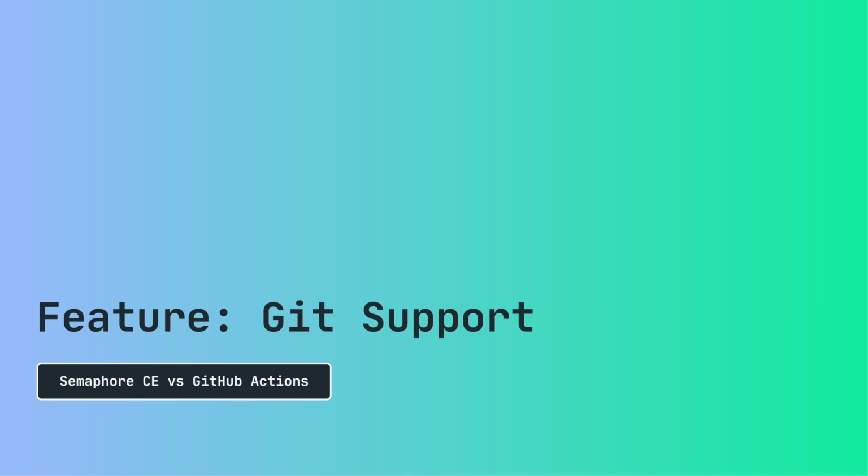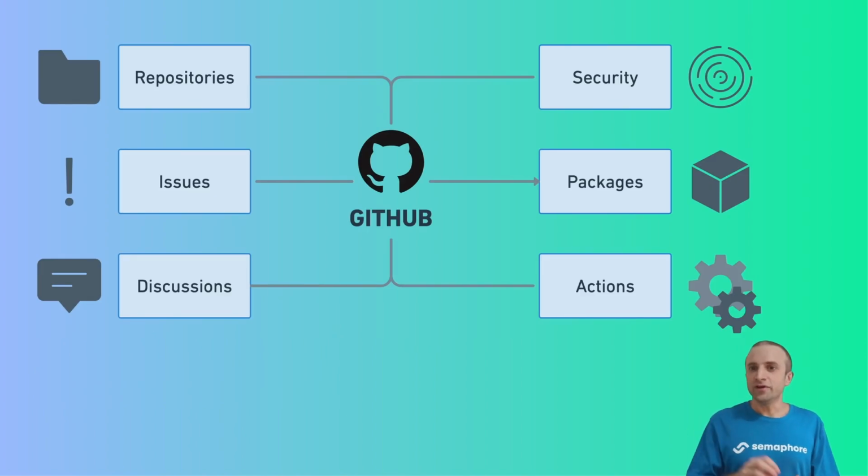So let's discuss now features. I will start with Git support. GitHub Actions is integrated into GitHub. There is no way to connect to any other Git provider like Bitbucket or GitLab, and it makes sense for GitHub if you are using that, but it also locks you into their ecosystem.